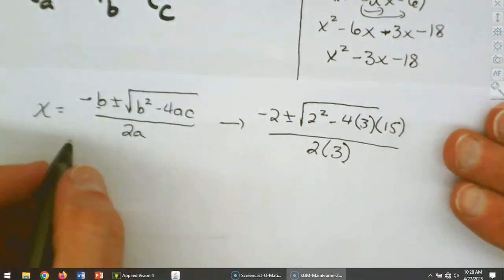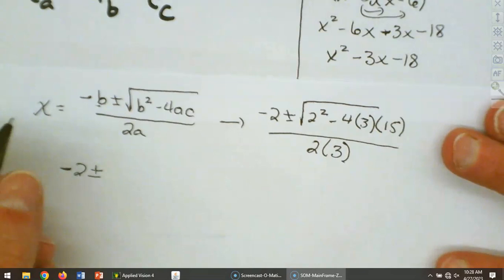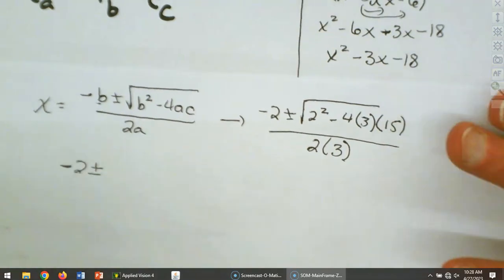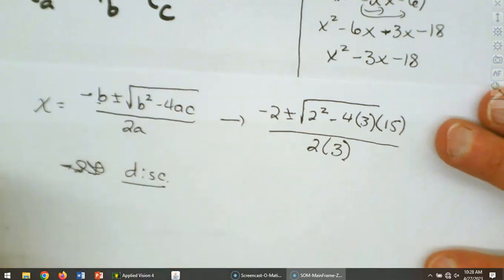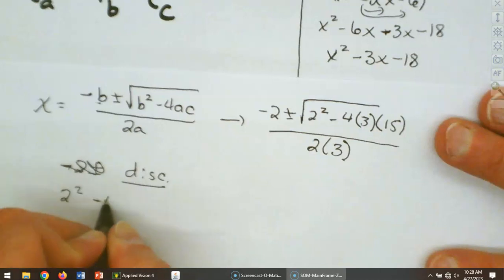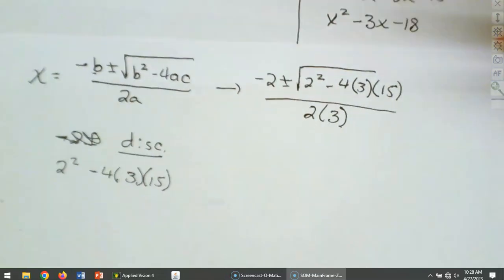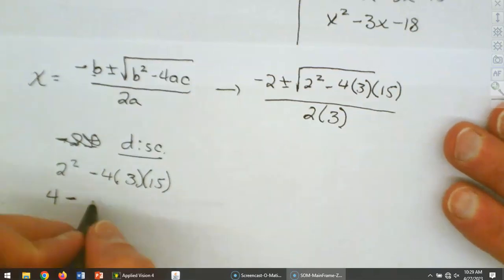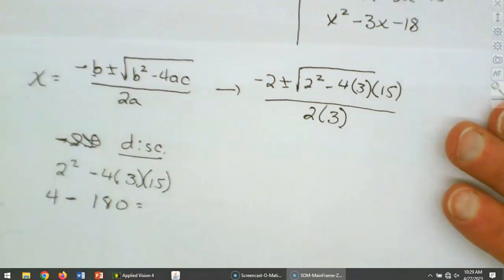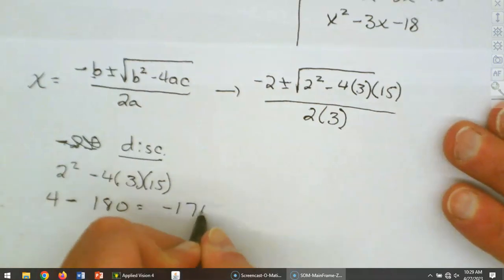So what do we have left? Well, we now have minus 2 plus or minus. We'll do our discriminant first. Let's do that over here first, and then I'll rewrite it. Always do discriminant first. And that's 2 squared minus 4 times 3 times your 15. Again, be very careful about your signs. So that's 4 minus 4 times 3 times that 15. A single negative makes it negative. And that's a minus 180. And that leaves you with a minus 176.